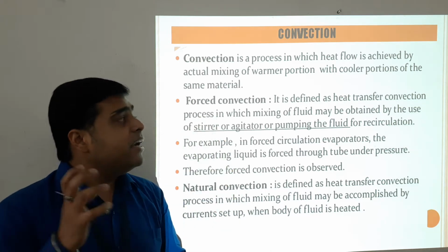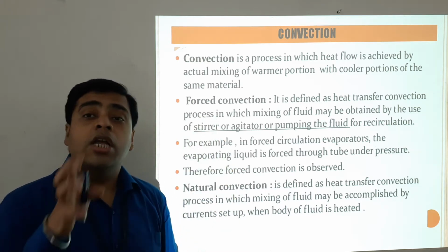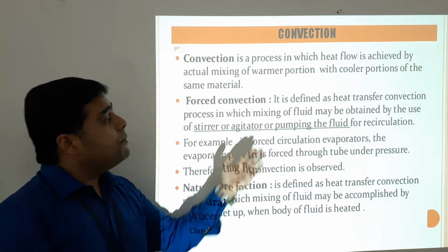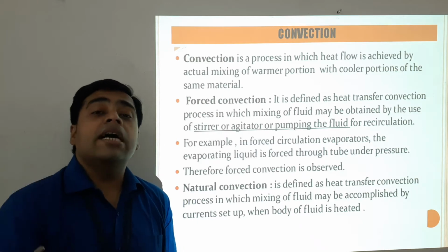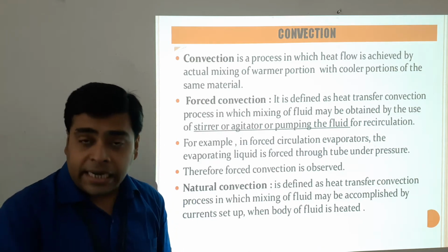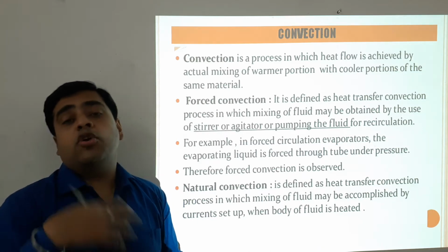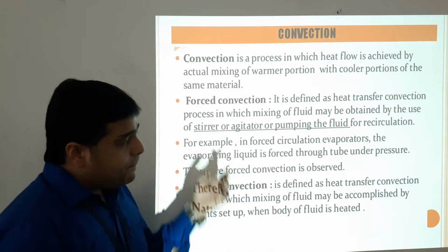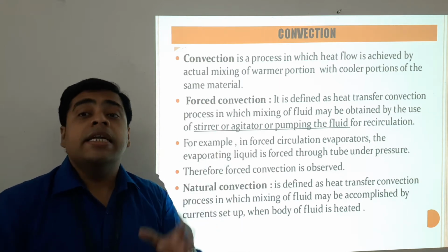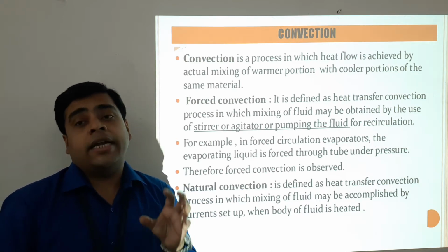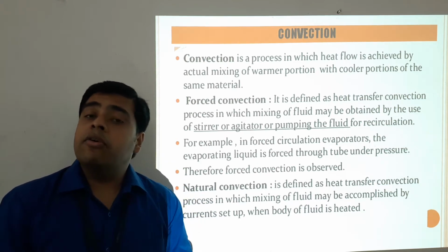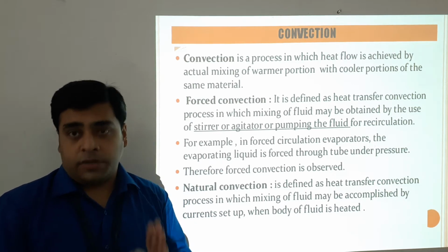Forced convection can be defined as the heat transfer convection process in which the mixing of fluid may be obtained by the use of maybe a stirrer, maybe a pump, maybe an agitator for the recirculation or for the fluid flow. For example, in forced circulation evaporators, the evaporating liquid is forced through tubes under pressure. So there forced circulation or forced convection is observed.